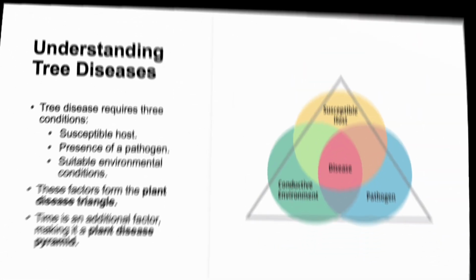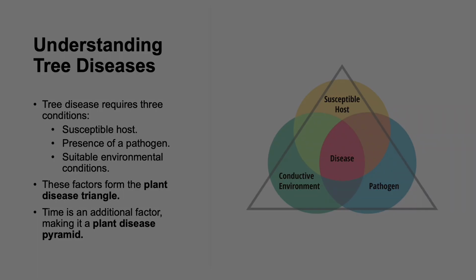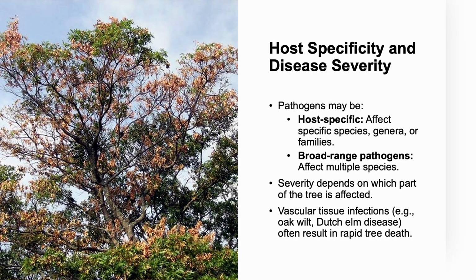Let's talk about tree diseases. Tree diseases occur when three conditions are met: a susceptible host, the presence of a pathogen, and suitable environmental conditions. This relationship forms the plant disease triangle. Over time, these factors interact, and the addition of time transforms the triangle into a plant disease pyramid. Pathogens vary in their host range. Some are host-specific, affecting only certain species, genera, or families, while others have a broad host range.